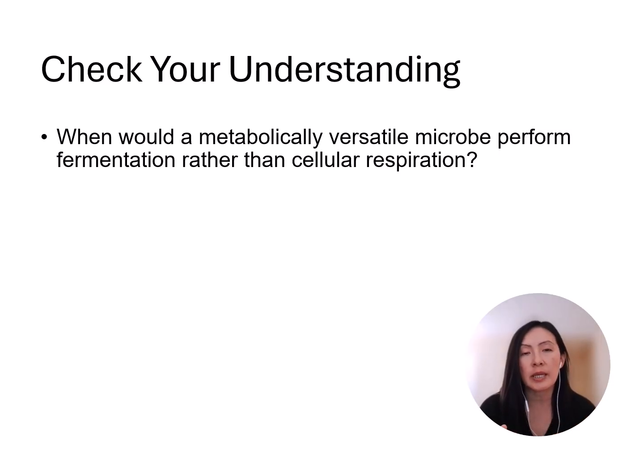So one good example we'll see in the lab is E. coli. E. coli will go through respiration when oxygen or nitrate is available, so oxygen for aerobic, nitrate for anaerobic respiration, but it can also ferment sugars when neither is present.